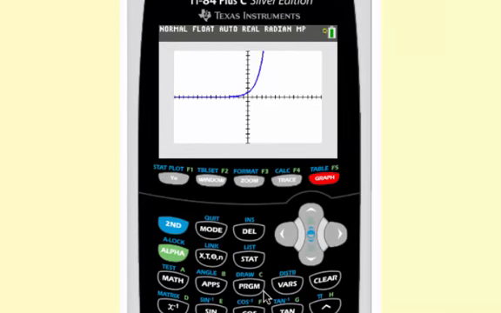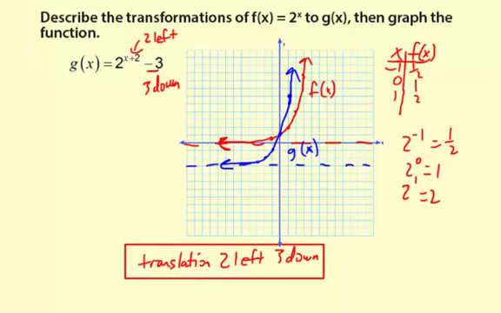Okay, there's f of x. And there's g of x. So aside from the colors being reversed, if you compare, the graph that I made by hand really matches this nicely. So I can feel confident that my graph is correct and that my description of the transformations are correct. So there's the graph. It looks very accurate.